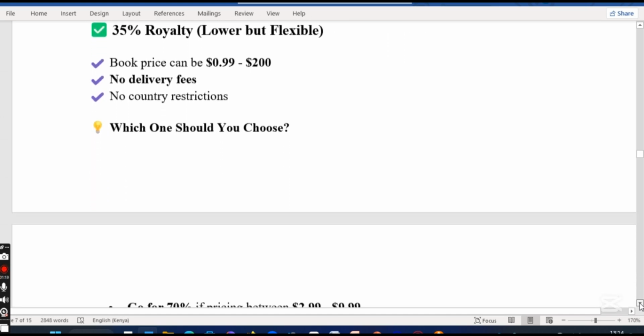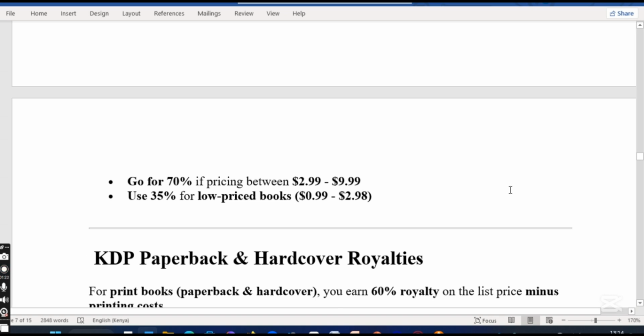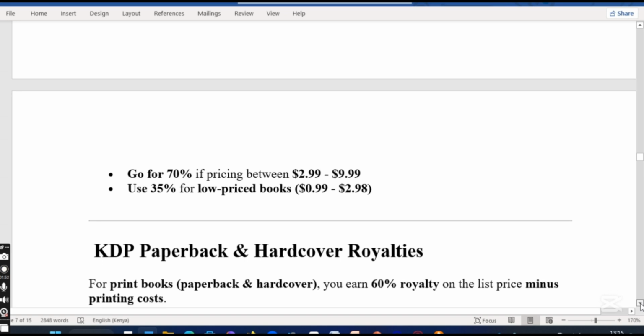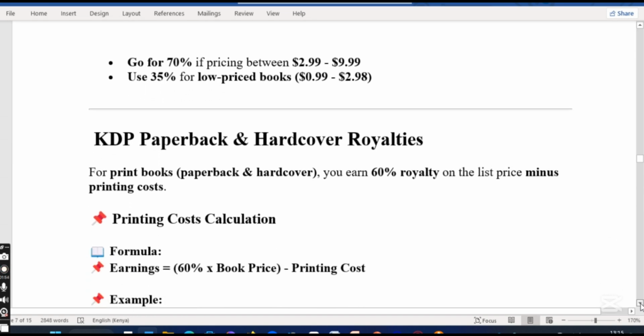So now, which should you choose for the ebooks? If the price is between $2.99 and $9.99, you can go for 70%, and for the low priced books, of course, go for 35%. But when you're pricing, it's good to check how the other books in the market related to that particular area which you're publishing are being sold at, or what is the best price which is going, if not the best price, at least the average price.